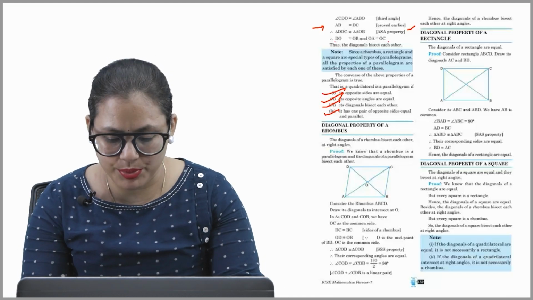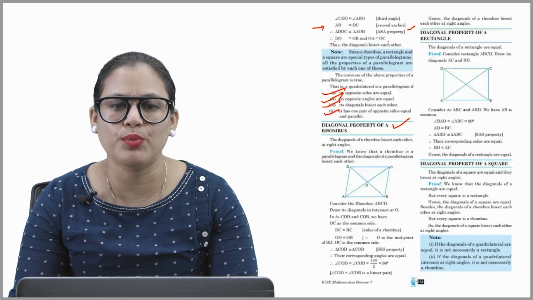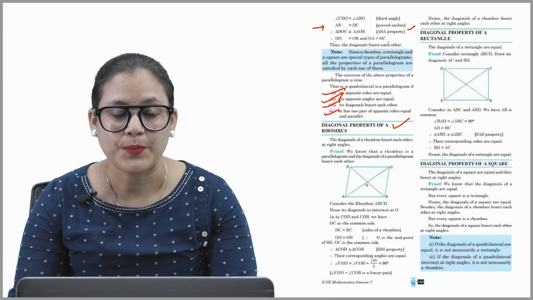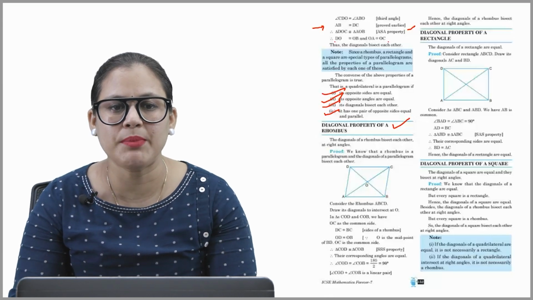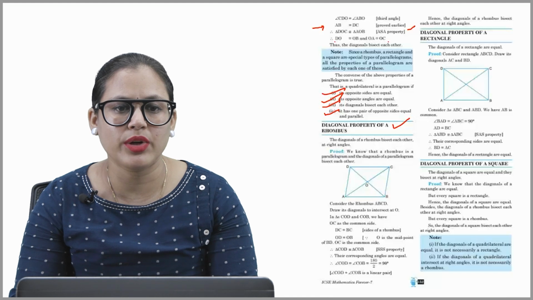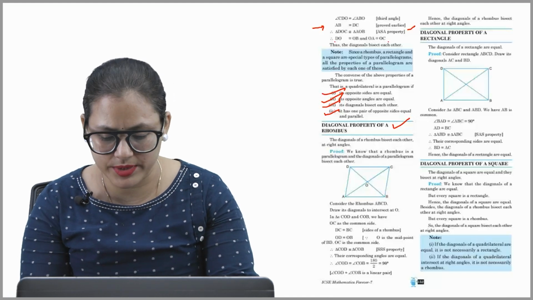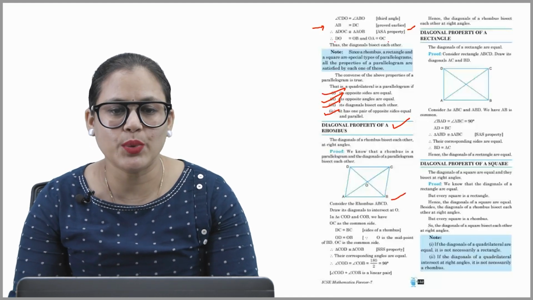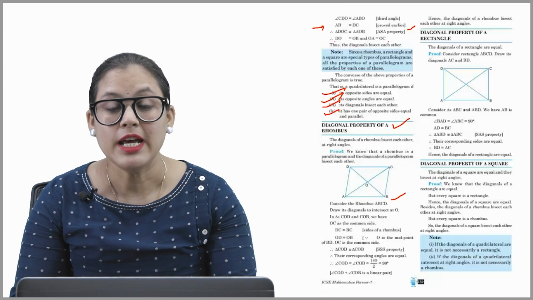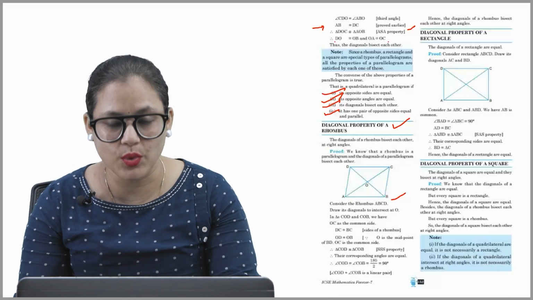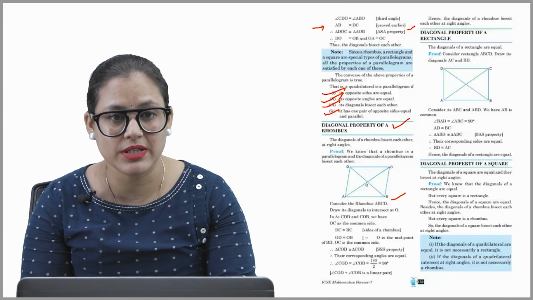Next, diagonal property of a rhombus. The diagonals of a rhombus bisect each other at right angles. Proof. We know that a rhombus is a parallelogram and the diagonals of a parallelogram bisect each other. Now, consider the rhombus ABCD. Draw its diagonals to intersect at O. In triangles COD and COB, we have OC as the common side. OC is equal to OC, right?